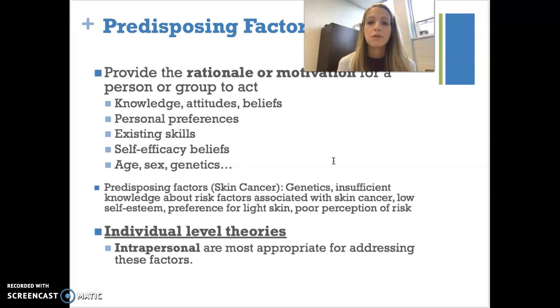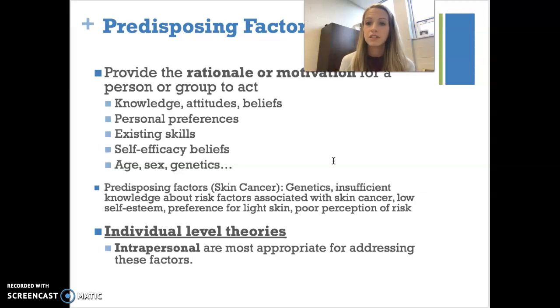So some examples of these predisposing factors for skin cancer may include genetics. Some people are more likely to be a skin cancer individual. Insufficient knowledge about skin cancer. People don't know that if you don't wear sunscreen and you're outside, your risk for skin cancer goes up. They may have low self-esteem. They may not believe that they can put on sunscreen every day to reduce the risk of skin cancer.